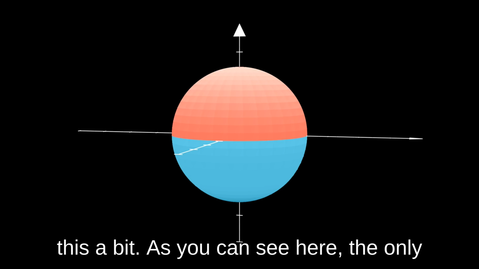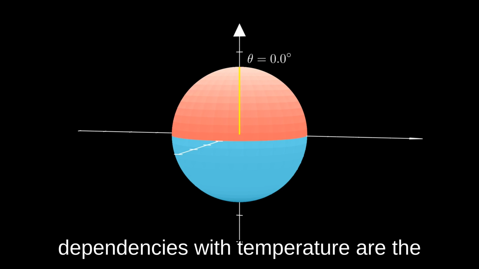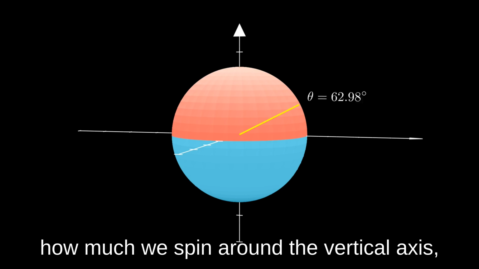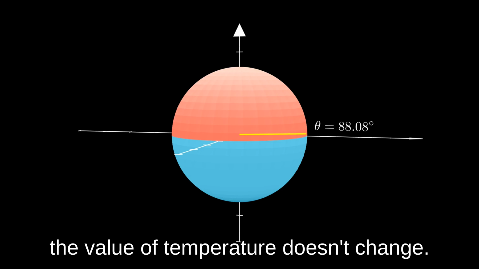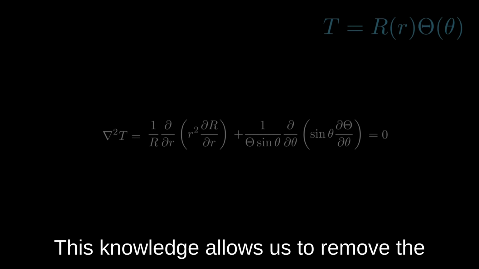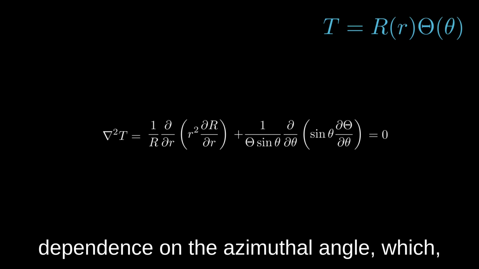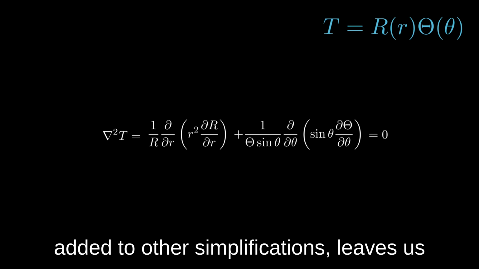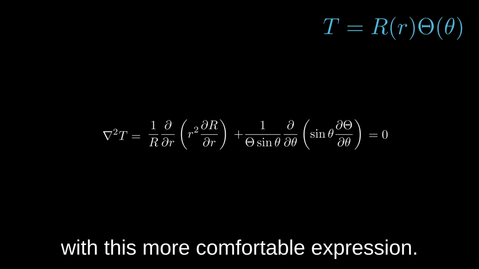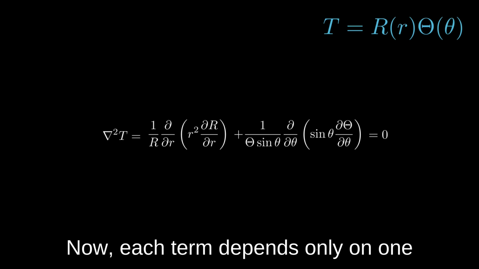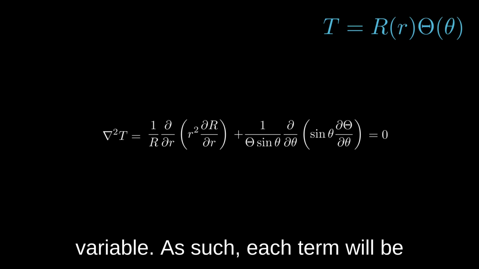As you can see here, the only dependencies with temperature are the radius and the zenithal angle. No matter how much we spin around the vertical axis, the value of temperature doesn't change. This knowledge allows us to remove the dependence on the azimuthal angle, which, added to other simplifications, leaves us with this more comfortable expression. Now, each term depends only on one variable.